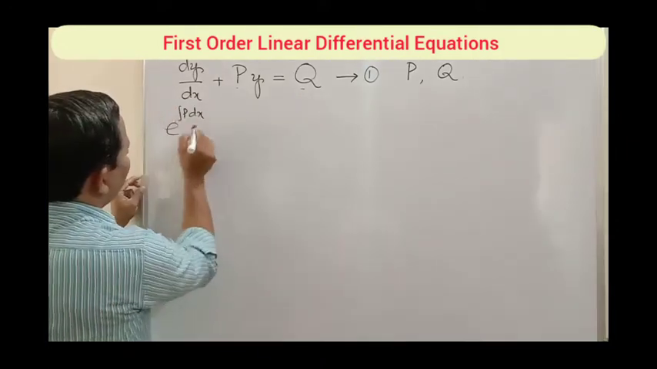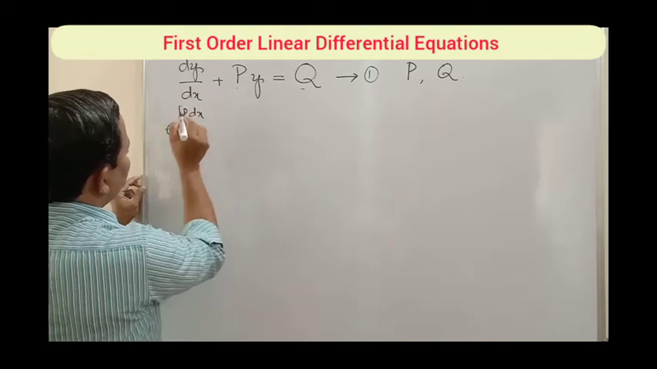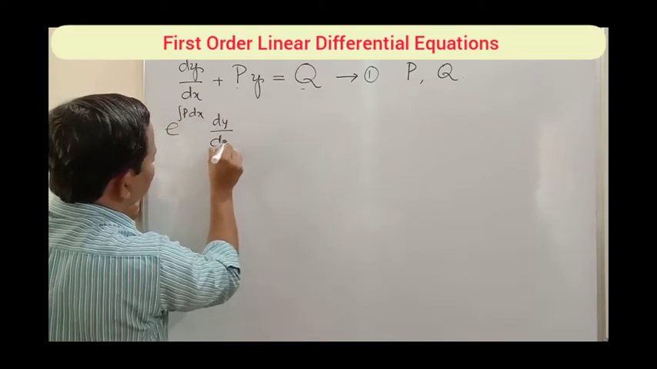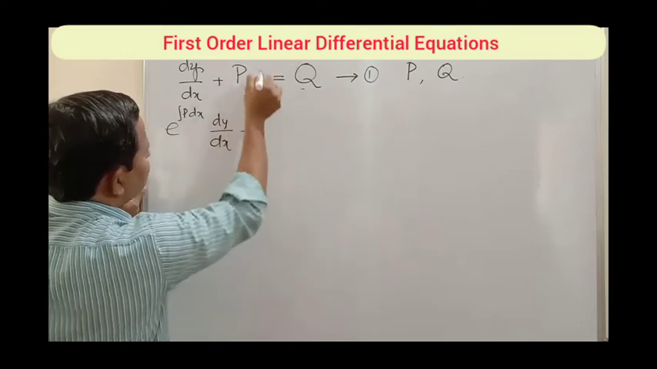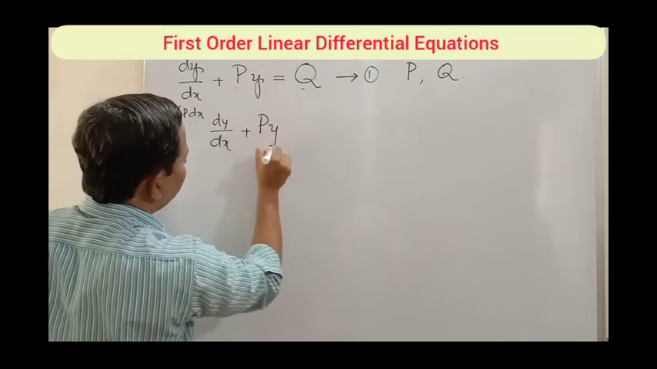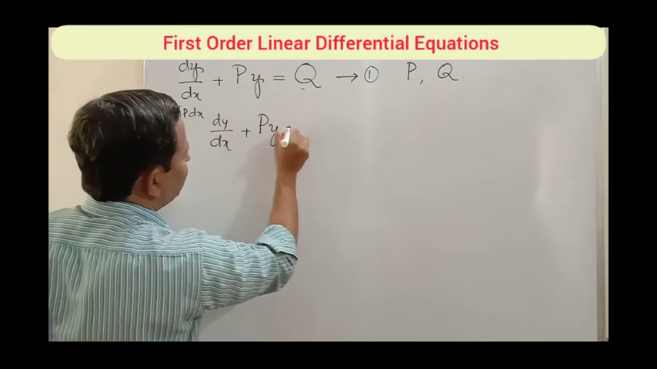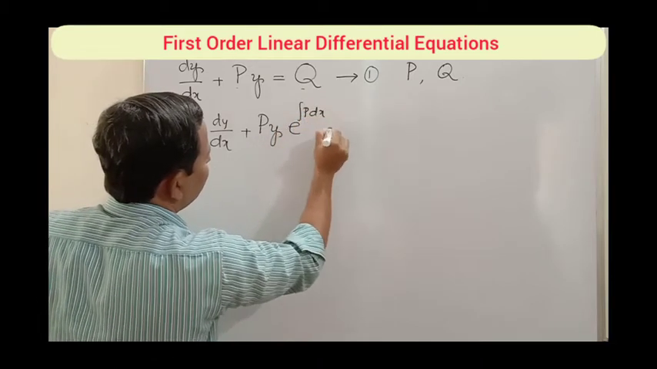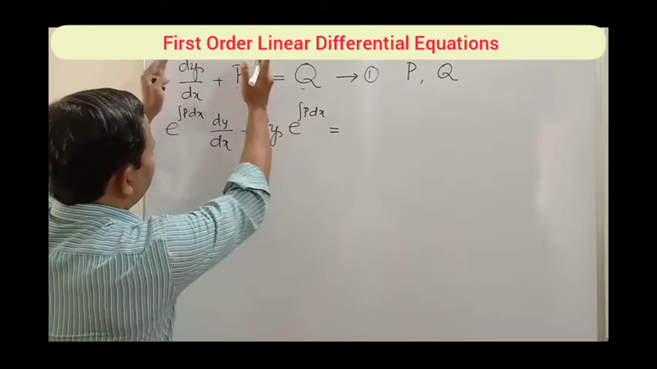So if we multiply on both sides this thing, so this into dy by dx is multiplied with the first term, plus this is the second term p into y, with that this term is to be multiplied, that is e to the power of integration of p dx. So we have multiplied this quantity on LHS.